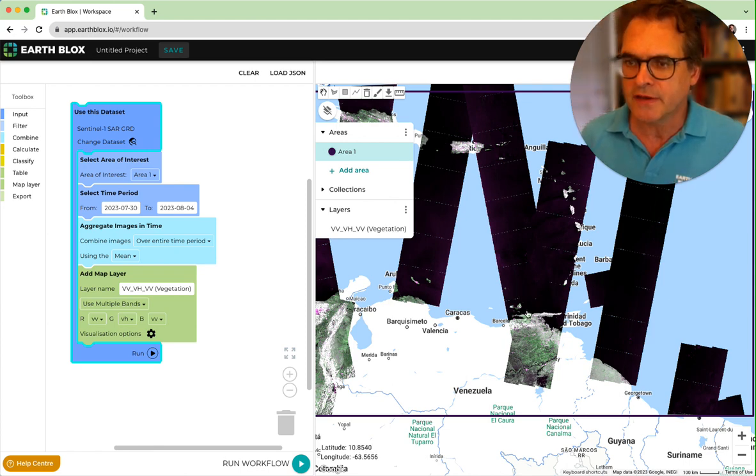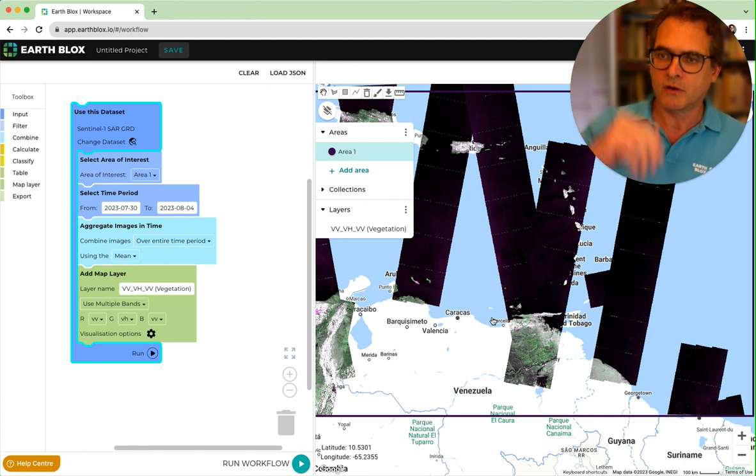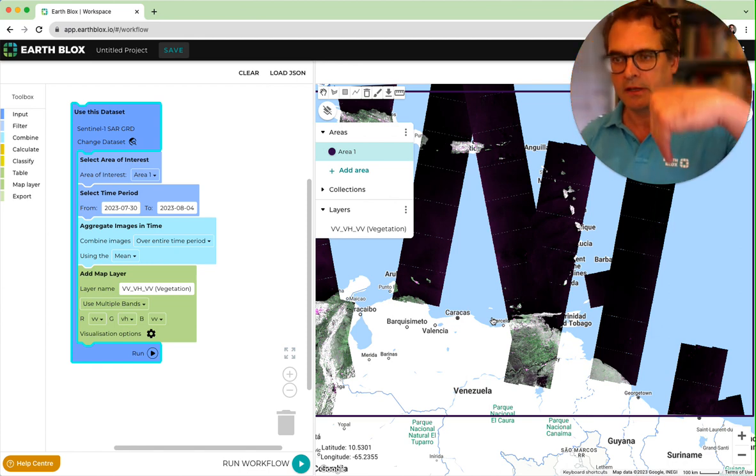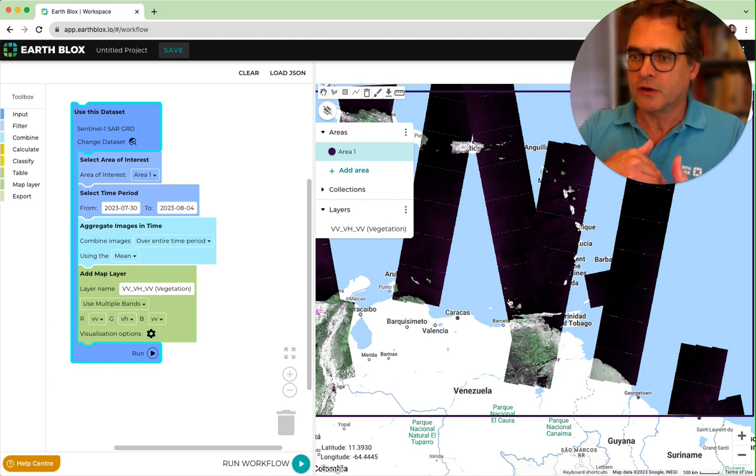You'll also notice that with the radar data, you can see the ascending and the descending passes. Some of these passes are when the satellite is going on the upward part of the orbit, and others are when the satellite is on the downward part of its orbit. And notice how they also overlap.